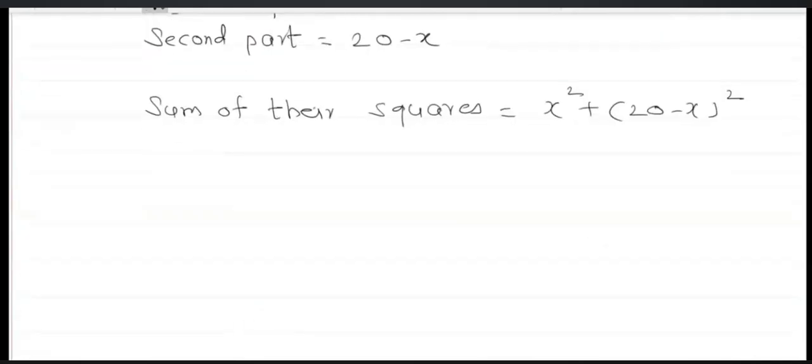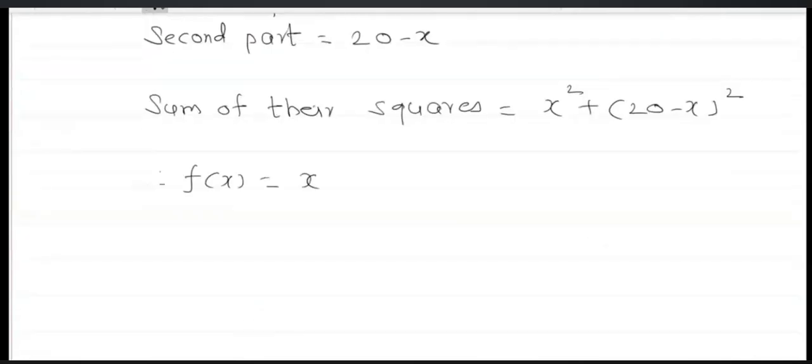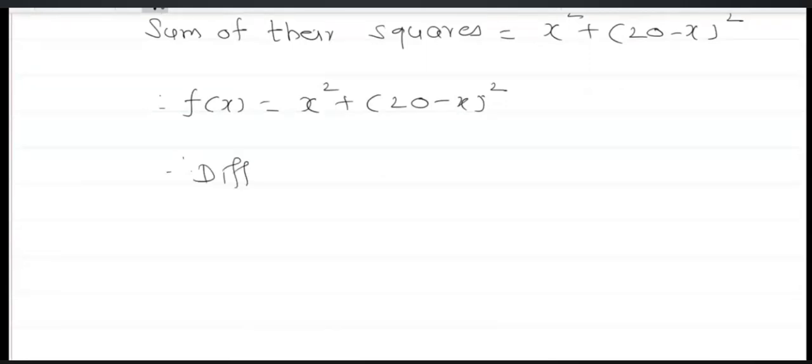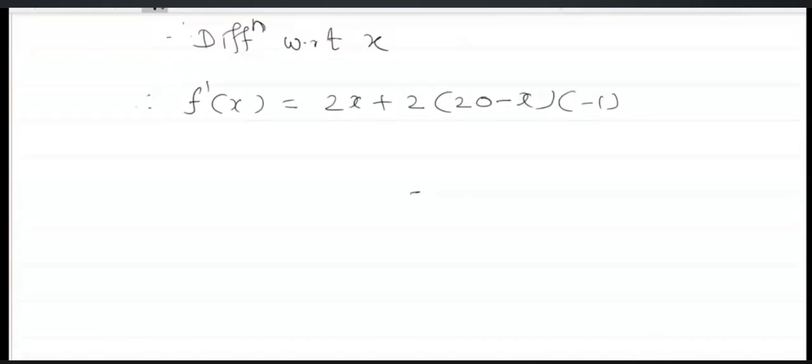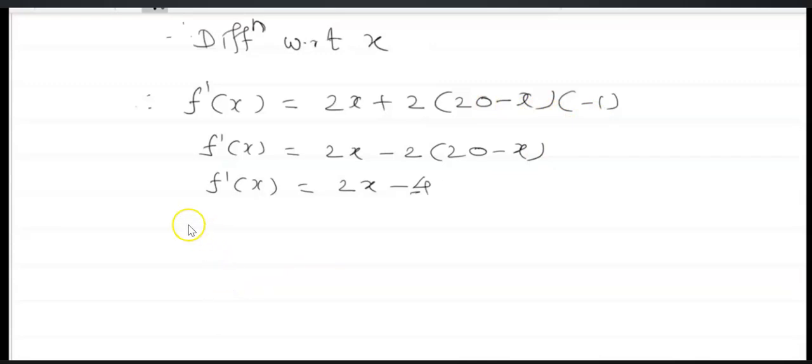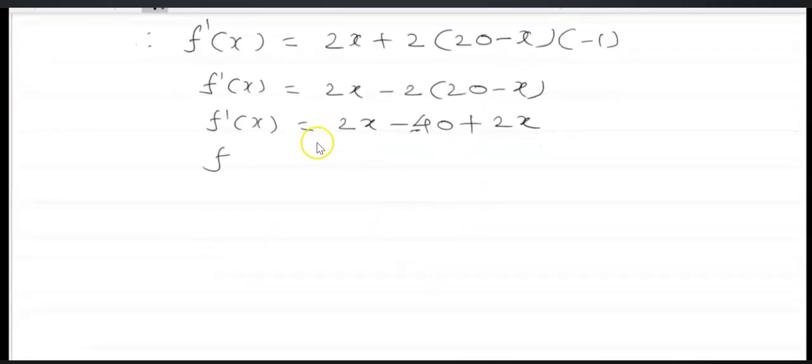Sum of their squares is equal to x square plus (20 minus x) square. And that's why f of x is equal to x square plus (20 minus x) square. Now differentiate this with respect to x. The derivative of x square is 2x, and (20 minus x) square is 2 into (20 minus x) into the derivative of (20 minus x), which is minus 1. That's a composite function. We simplify this. It is 4x minus 40.